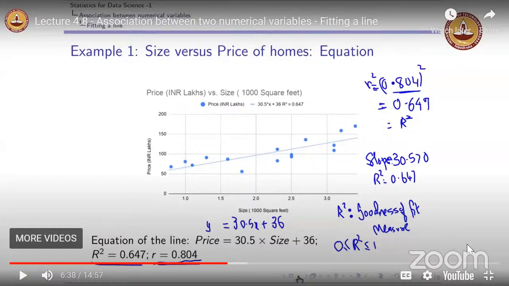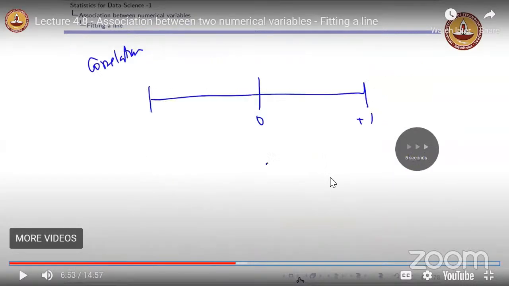No, see. Actually, sir, I do not get these two values. Sir, price equals 30.5 into size plus 36. I do not get this equation. Okay, one second. Okay.